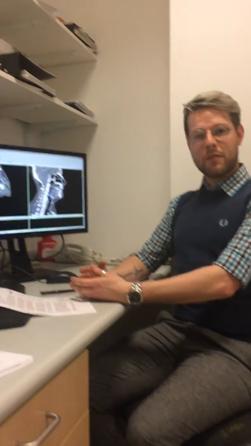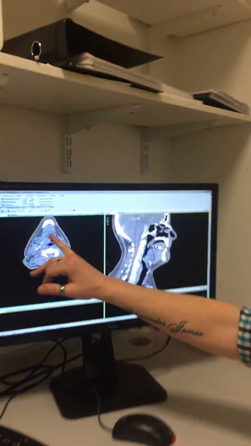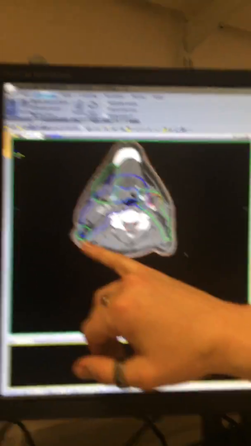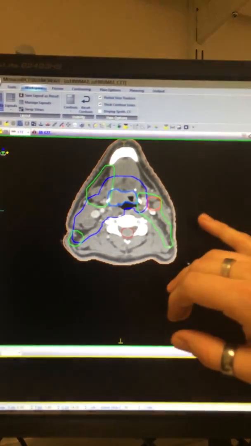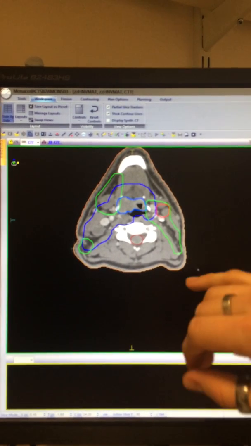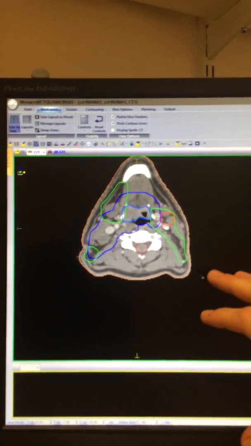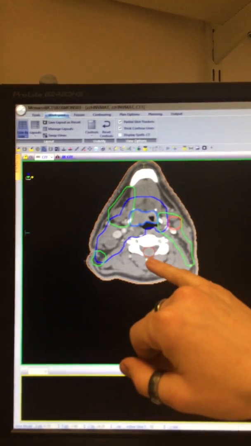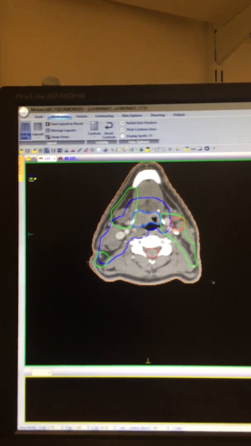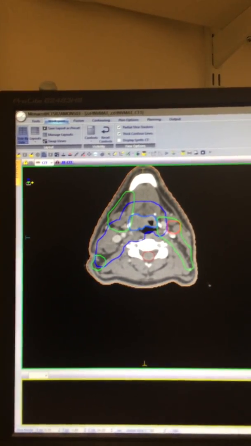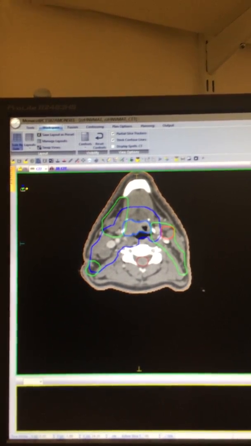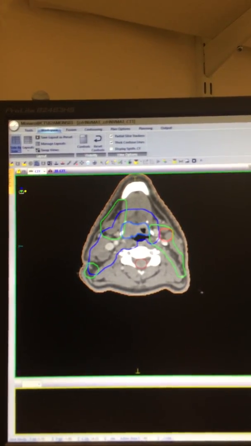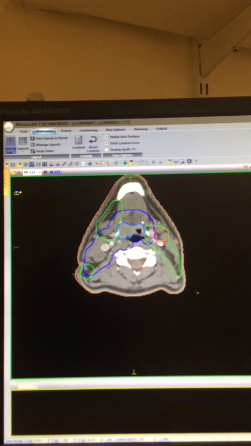So visually we get the doctors to outline the areas that we're interested in. So as you can see on here, we have several things that have been outlined. We've got the blue, the green and the red, and these are what we call our planning target volumes, and that's the area that the doctors wish to receive the dose. You can also see on here we've got another area which is our spinal cord, and that's an area that we call an organ at risk, and that's a normal tissue in close proximity to the tumour or the target volume that we need to reduce the dose to.